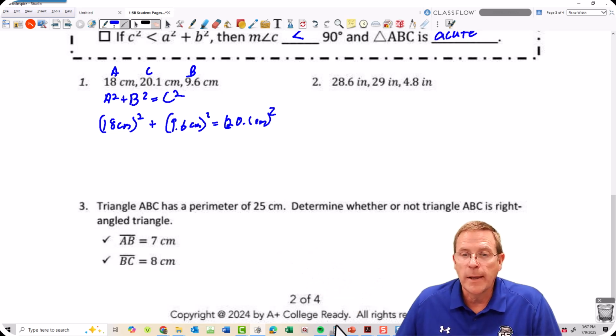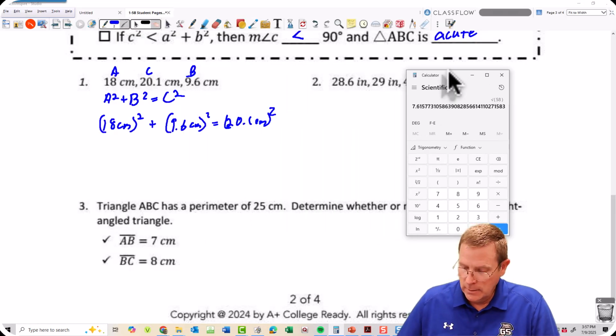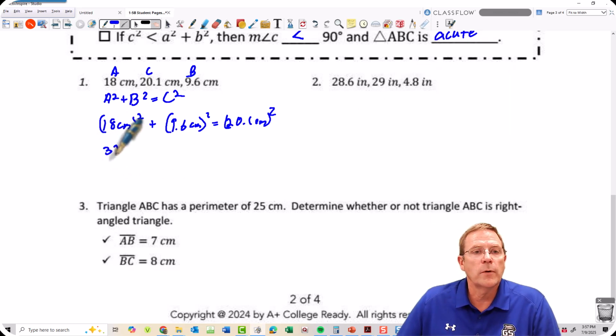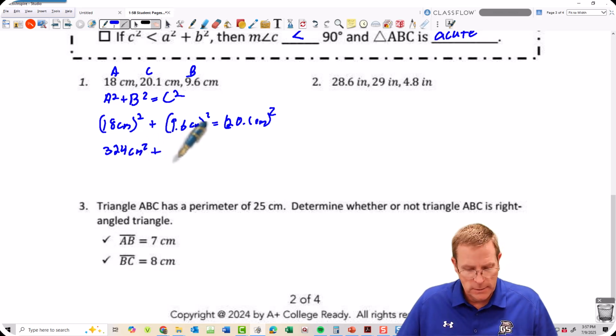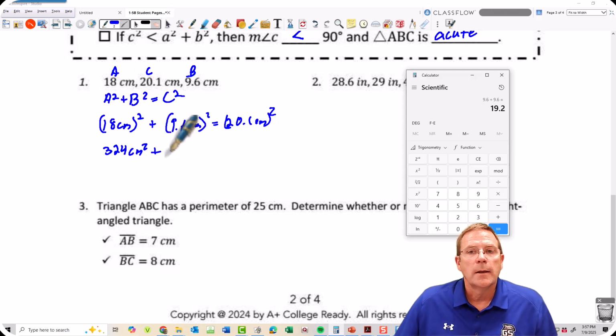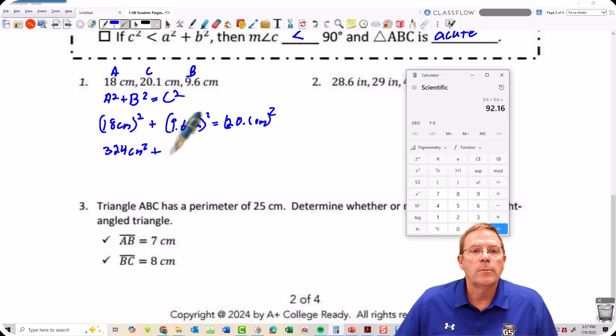So let's see if it is a right triangle, I should say. Let's start off with 18. So I'm going to say 18 times 18 is equal to 324. So that's going to give me 324 centimeters squared, plus 9.6 times 9.6. Let's try again. 9.6 times 9.6 is going to give me 92.16.